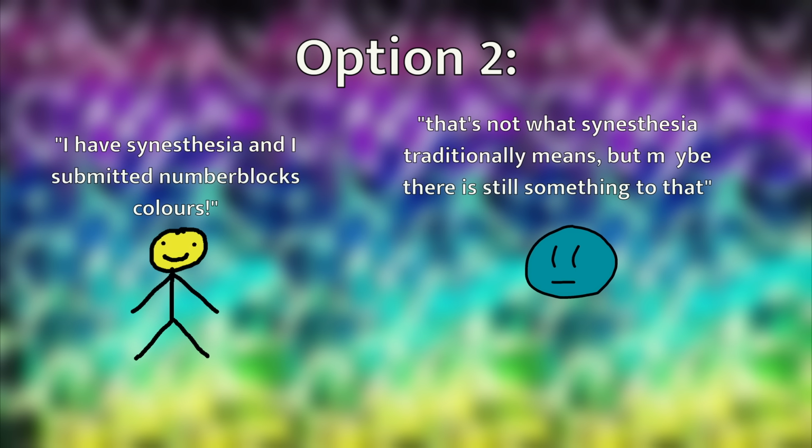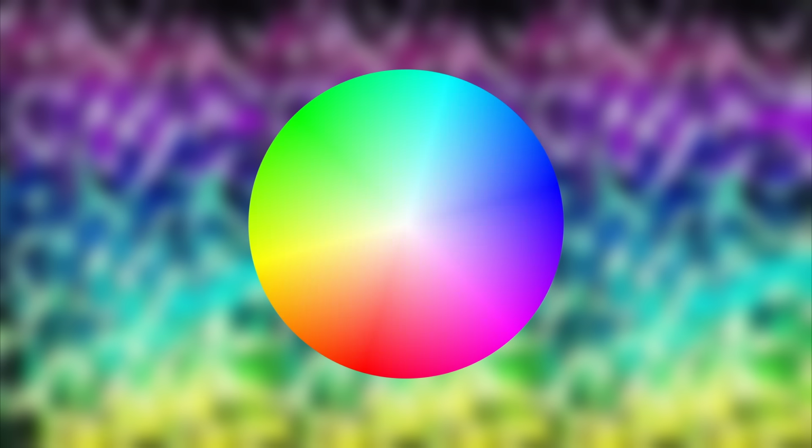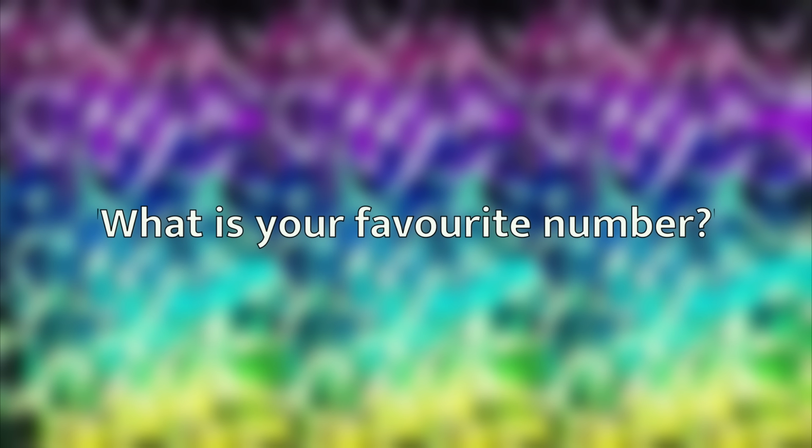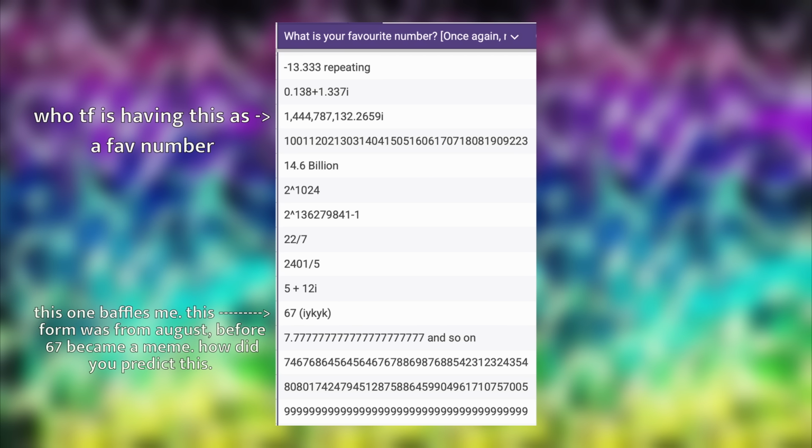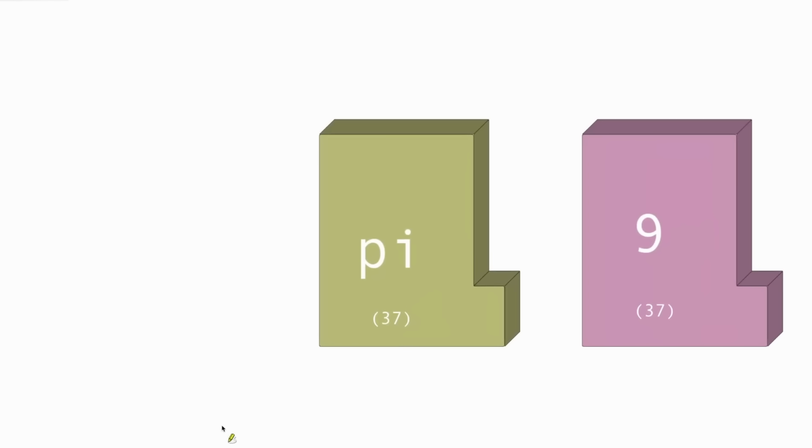Ah well. Finally, we end yet again with the last question on the form. What is your favorite number? A lot of different numbers ended up being different people's favorites. Let's go through the top 10. In 10th place was 13 with 35 submissions. Tied in 9th and 8th place are Pi and 9, both of which got 37 submissions.